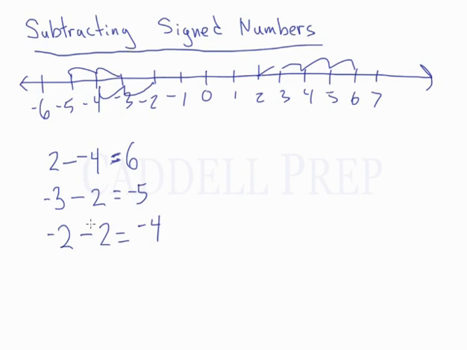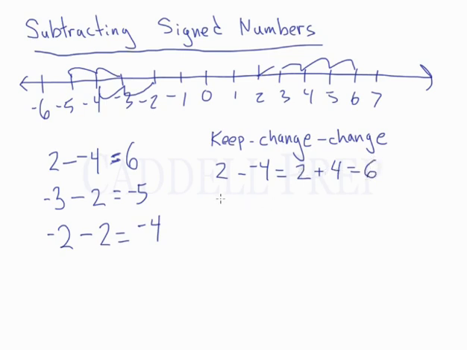Okay, if you can't think of this logically, it's okay. There's a quick rule to know how to do this. What we're going to do is something called keep, change, change. So, for example, this one, 2 minus -4. We keep the first number, so that stays 2. We change the minus to a plus, and we change -4 to +4. So we get 2 plus 4 is 6.